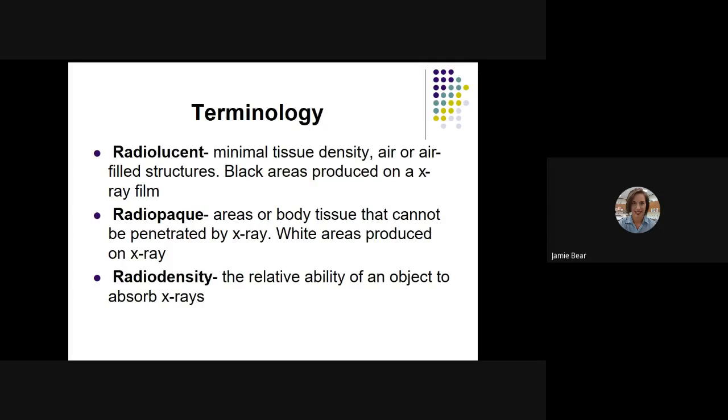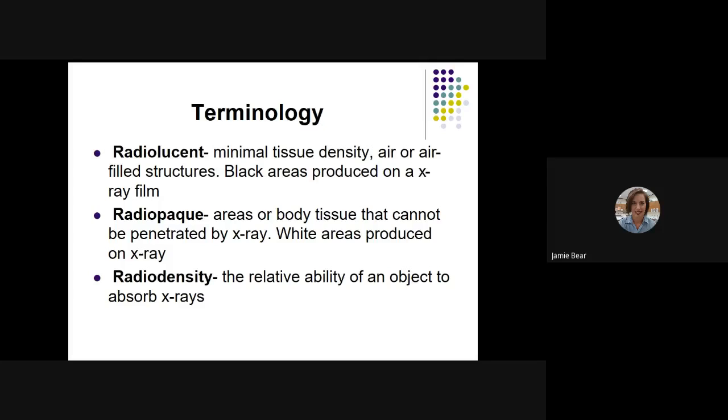So different terms that you really need to be aware of are radiolucent, and that's where there's minimal tissue density, air or air-filled structures. So it appears as blacker areas. So radiolucent turns black, and that means air.